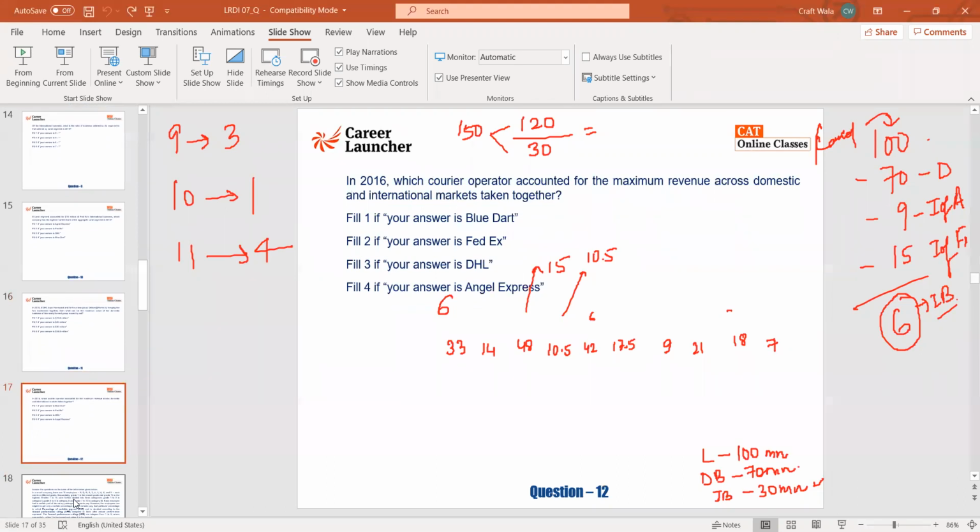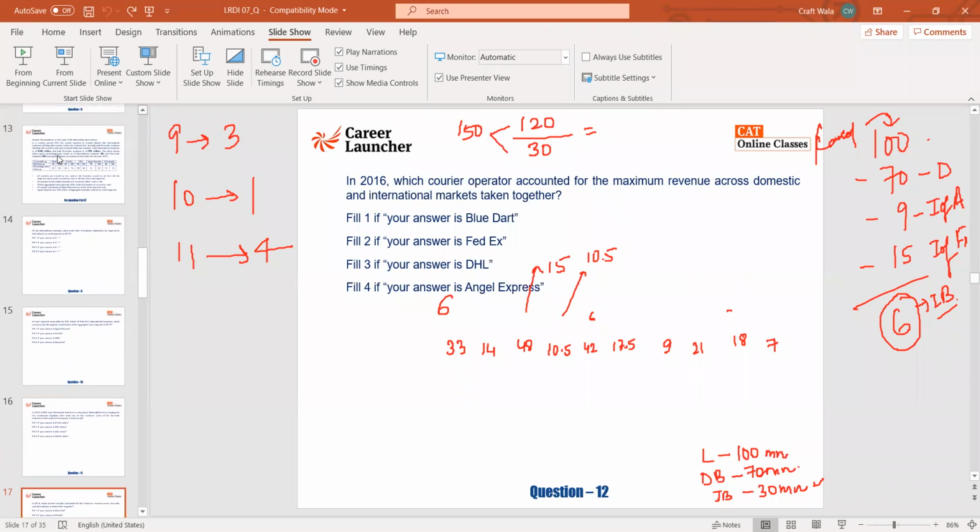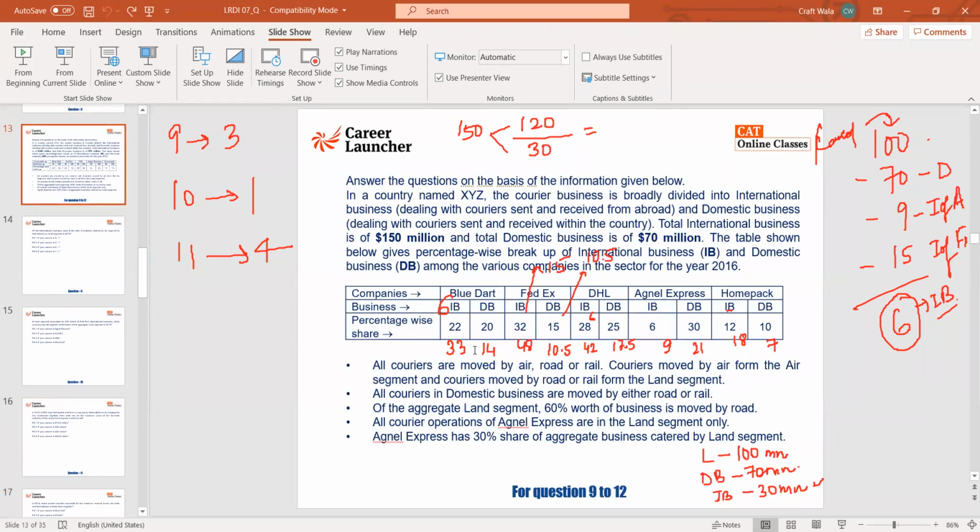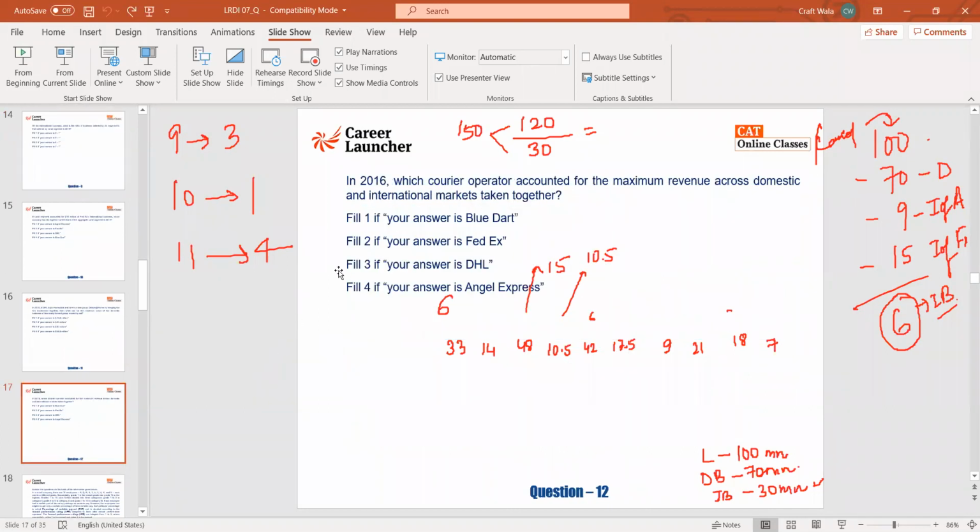Next, the 12th one. In 2016, which courier operator accounted for maximum revenue across domestic and international markets taken together? So domestic plus international, who had the highest numbers? Let's just see. This total is 47. This total is 58. This total is coming 59.5. And these are pretty small. So obviously the highest is by DHL. So your answer for this one becomes 3rd. So for the 12th one, it becomes 3.